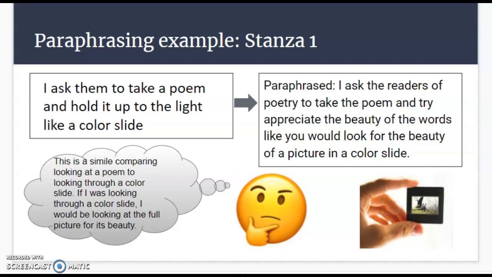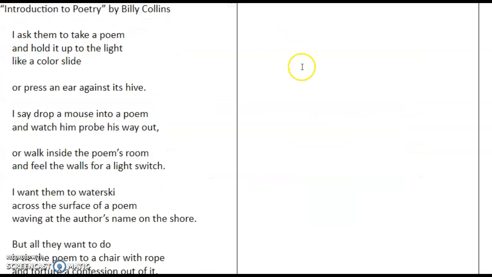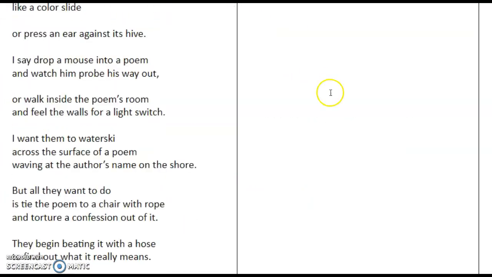So I have a clear interpretation of that simile, what's being compared, the poem and the color slide, and then what does it mean, that you need to appreciate the beauty of the words. So you'll do each stanza of that on your own for the last 6 stanzas.